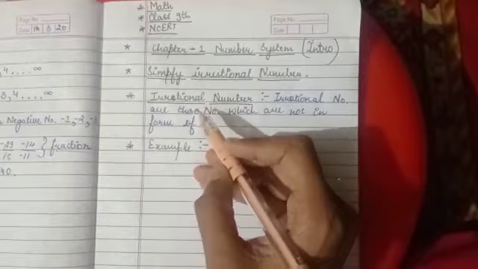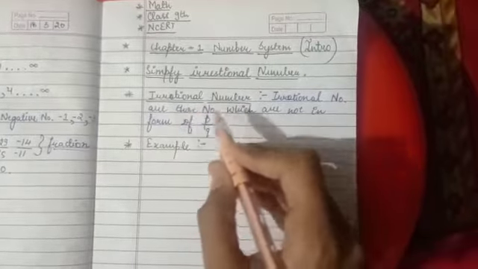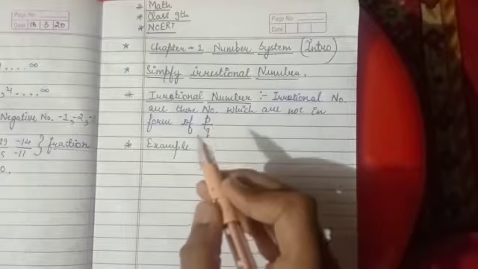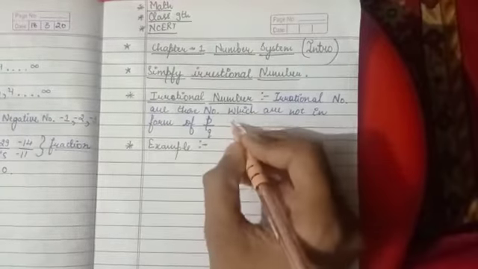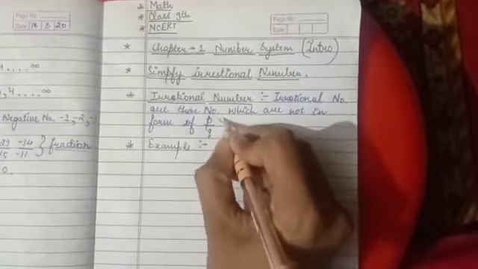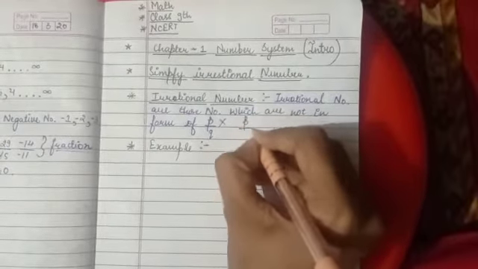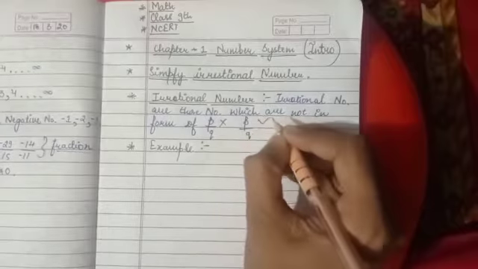First of all, we will start with what irrational numbers are. Irrational numbers are those numbers which are not in the form of p by q. What are rational numbers? Rational numbers are those numbers which are in the form of p by q, isn't it?